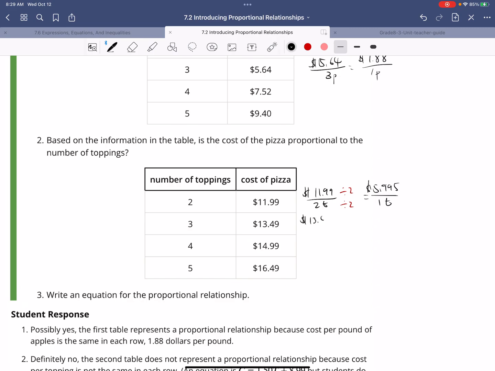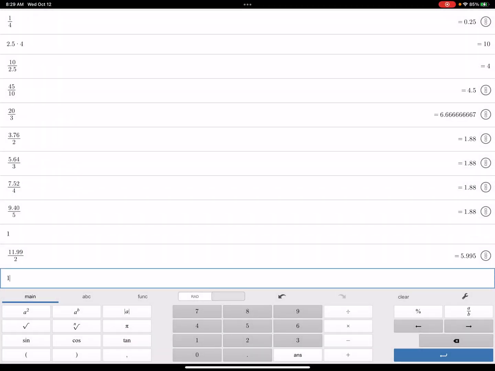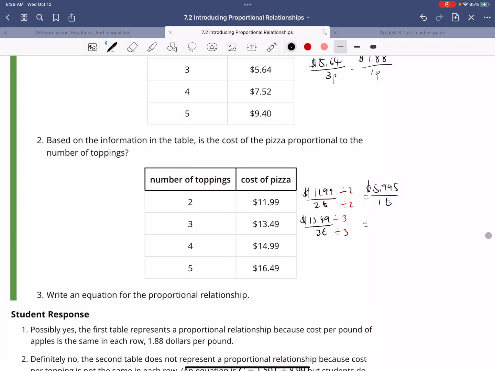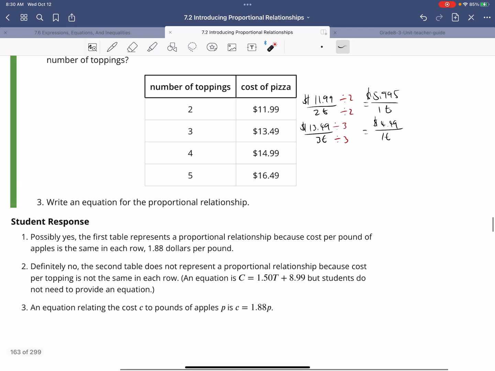So $13.49, and that's going to be 3 toppings. Divide the top and bottom by 3. $13.49 divided by 3 is $4.49 per 1 topping. See, it's just not going to work, right? As you can see, these are not the same values. Therefore, it is not proportional. So definitely no, right?